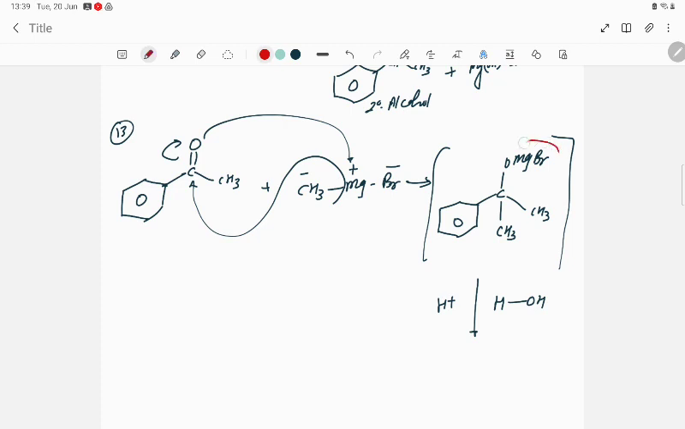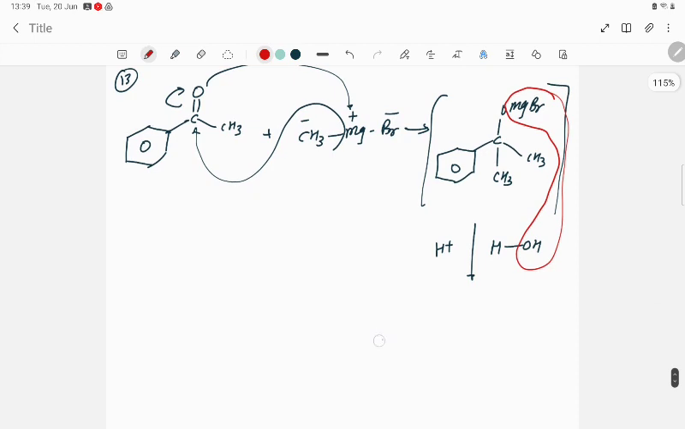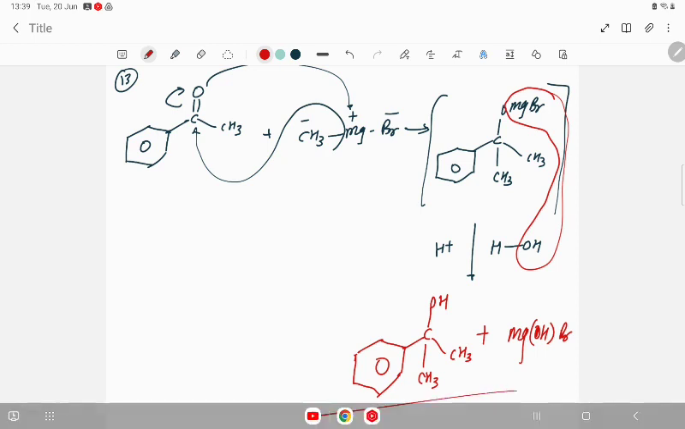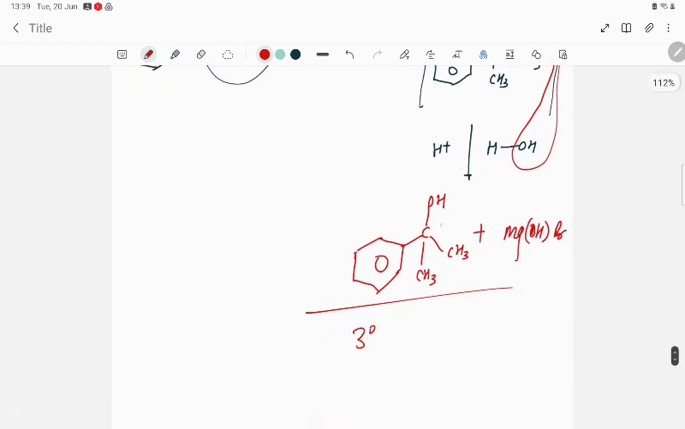So what will be there, student? MgOH Br. This is here, friend. You see, this is the MgOH and Br. So a ketone will always give a 3 degree alcohol, the alpha carbon attached with 3 carbons, so 3 degree alcohol, student, right?